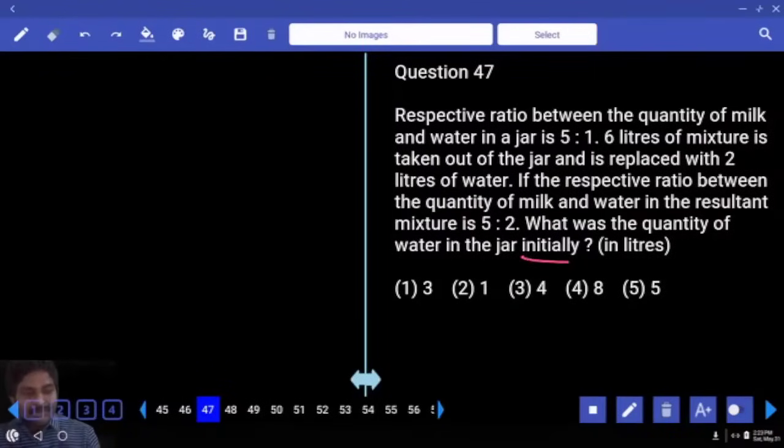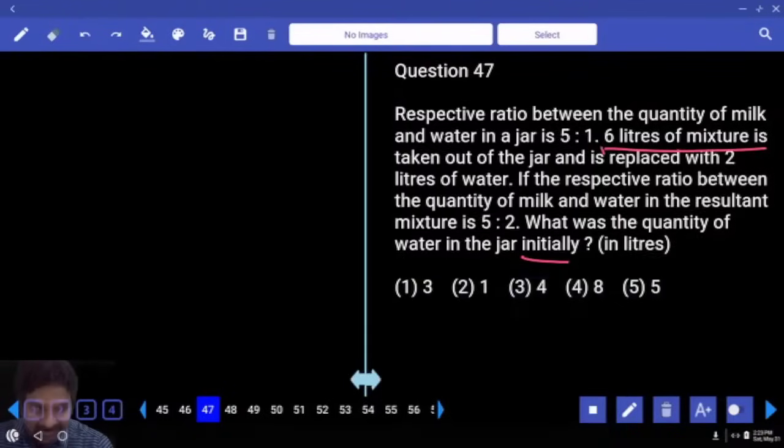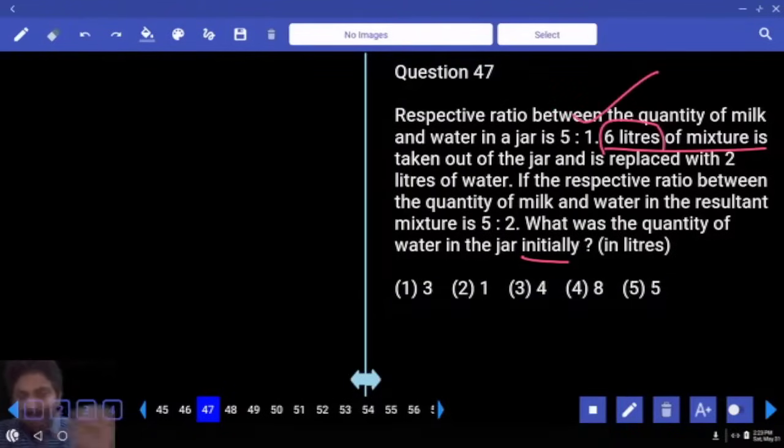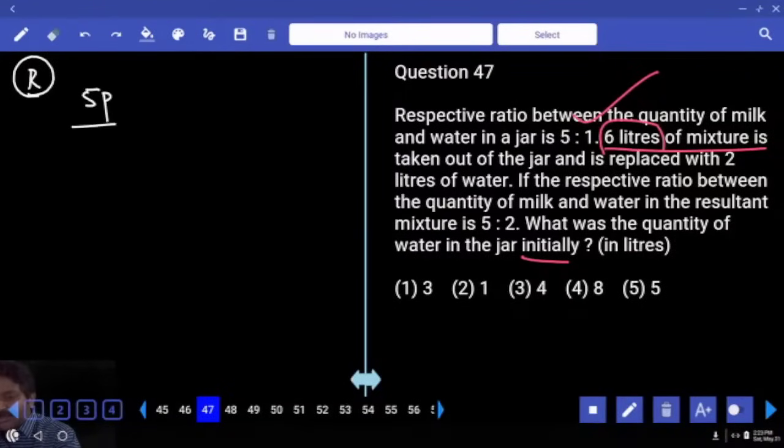Right. So now 6 liters quantity is taken out. Even in this 6 liters, milk and water should be in the ratio 5:1. Now we have the remaining quantity. Even in the remaining quantity, milk and water should be in the ratio 5:1. I am talking about the remaining quantity only. Be careful. Milk is 5 parts, water is 1 part. Now to this 2 liters of water is added. Now finally the ratio becomes 5:2, which is 5 by 2.